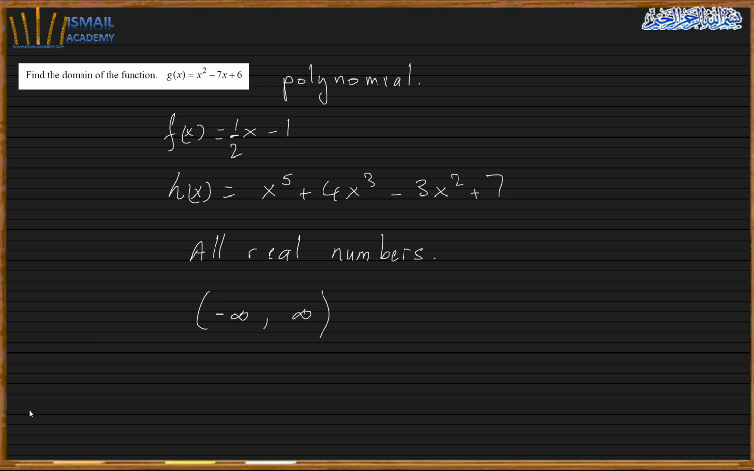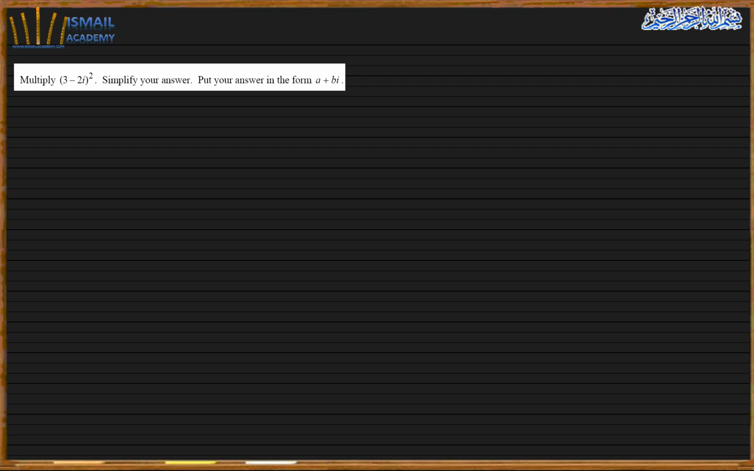All right, for the next question, they ask me to multiply (3 minus 2i) squared. Again, this is a common mistake some students make, so please don't do that. Some students distribute the 2. If you have minus and plus, don't distribute. Distribute if you have multiplication.